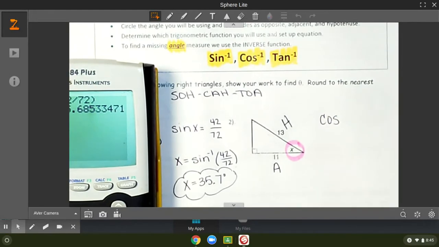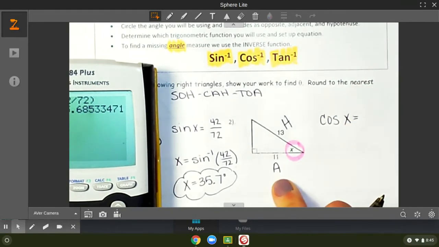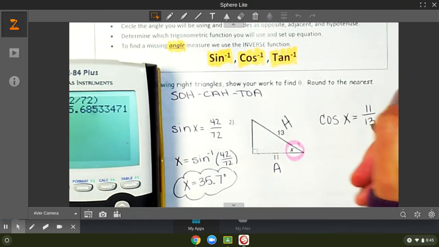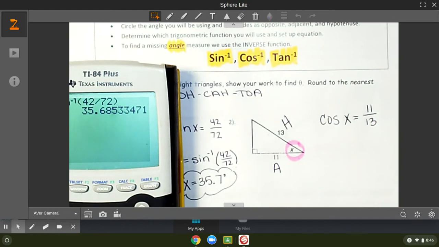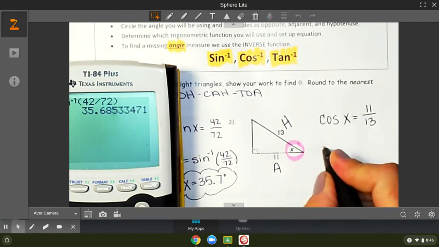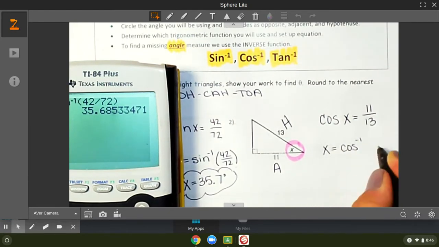So we write down cosine of x equals adjacent over hypotenuse, which would be 11 over 13. Now this next step, I'm going to write it down, but this is the step you can just do in your head. When you move cosine to the other side, it leaves the x, but it becomes the inverse cosine. And this is what we're going to type in the calculator.